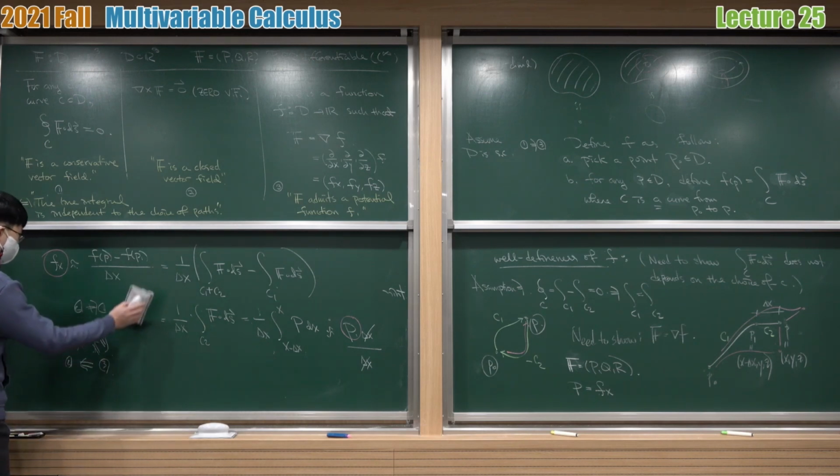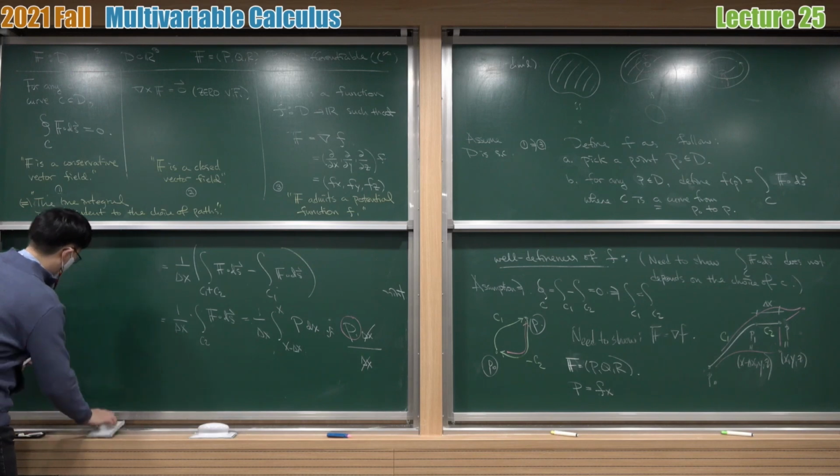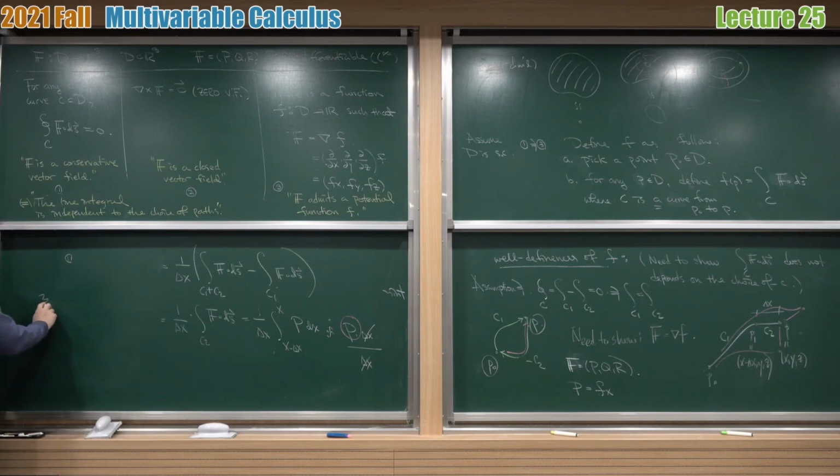So let's rewrite this here: 1 implies 3, and 3 implies 2. And 1 and 3 are now equivalent, since we proved both ways. So let's think about the case 1 and 2. Can I prove that 1 implies 2 here?